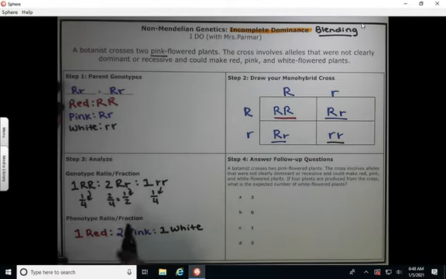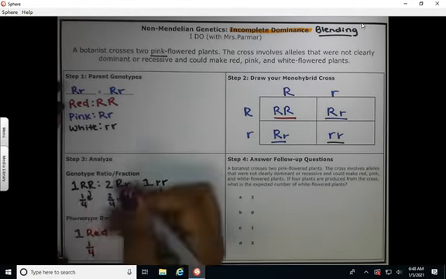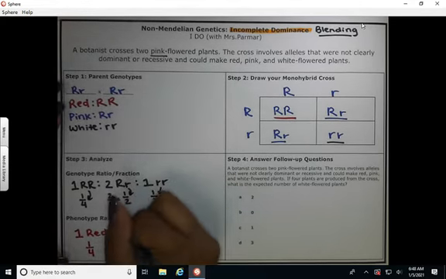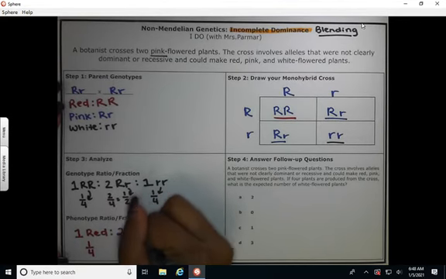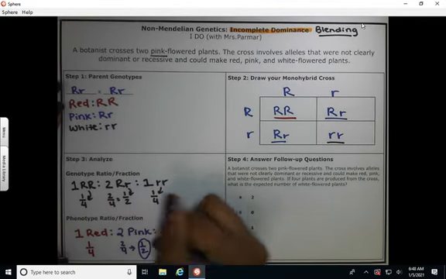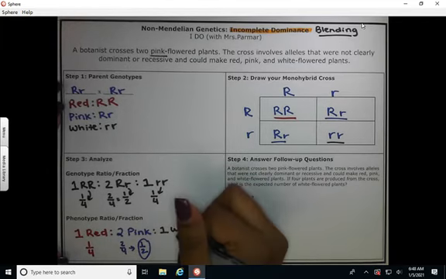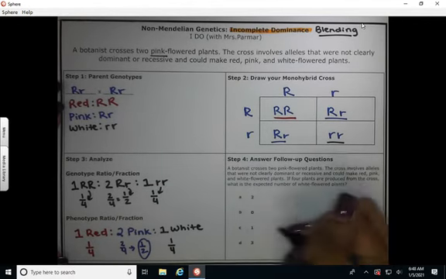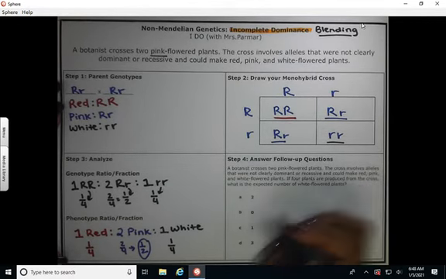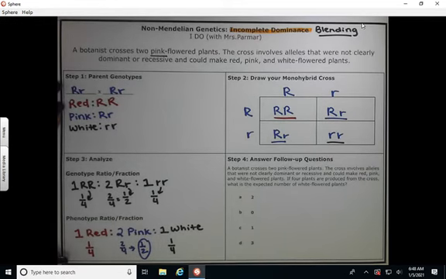If we did it as a fraction, this would be 1/4 red, 2/4 are pink, which means 1/2 of the offspring are pink, and 1/4 is going to be white. Of course, this could be done as a percentage as well: 25%, 50%, 25%.